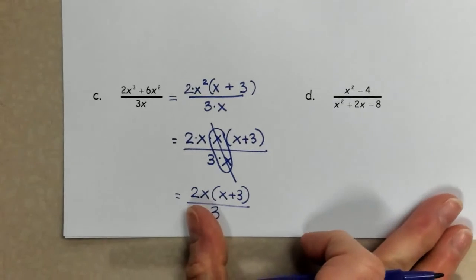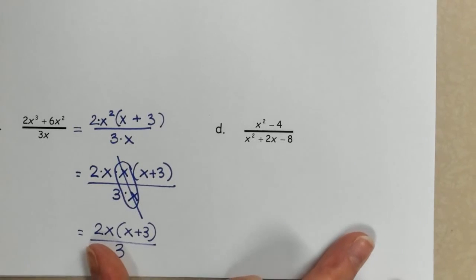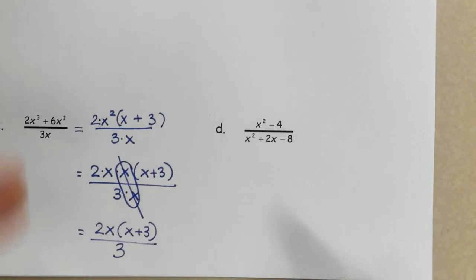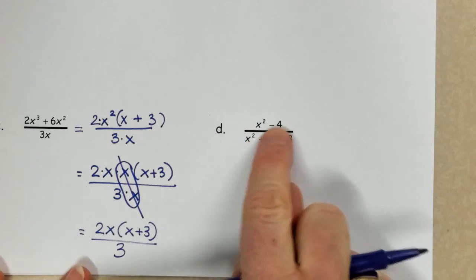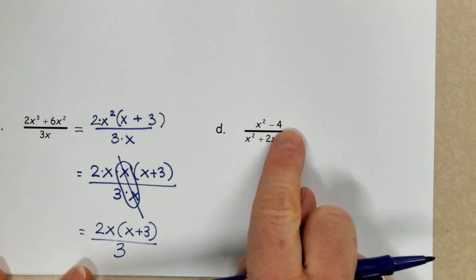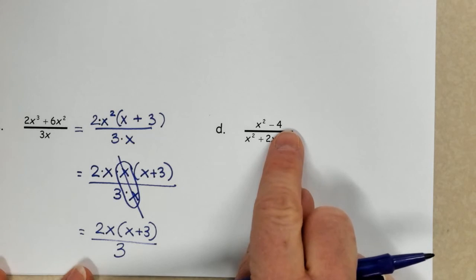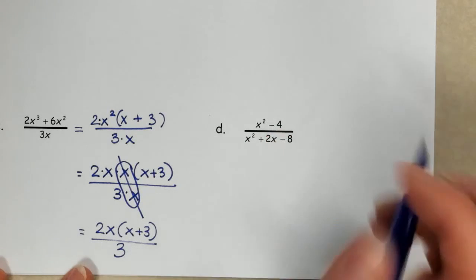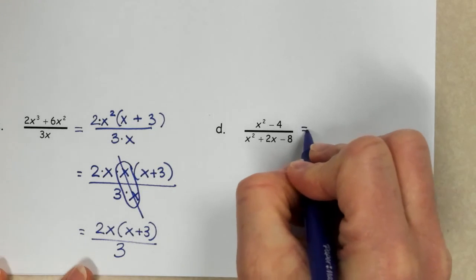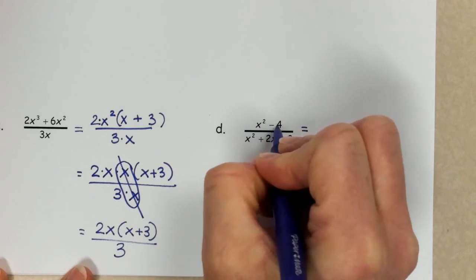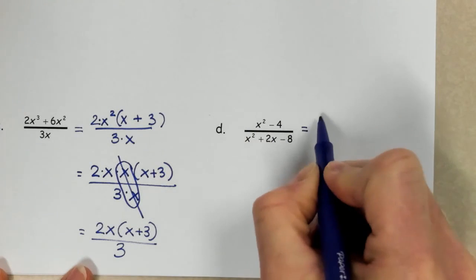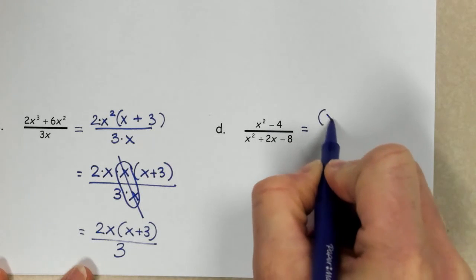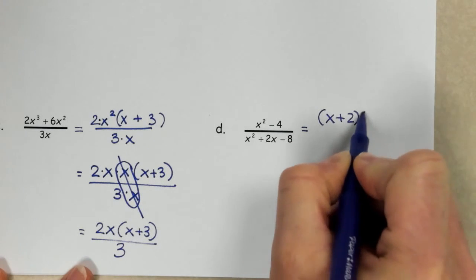Okay, what if it's not something with a greatest common factor? At first glance, we might try to take the x out of this numerator, but there's no x behind the 4. So no GCF. But this is a perfect square. So this is that difference of squares thing. X squared minus 4 would just be x plus 2 times x minus 2.